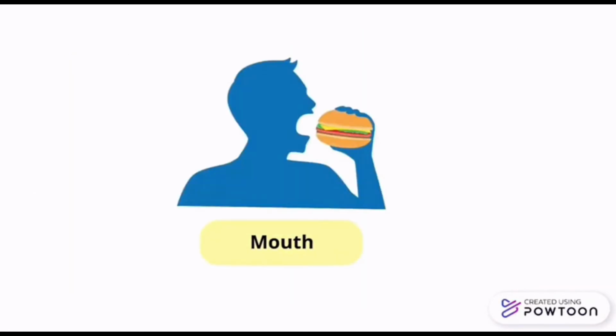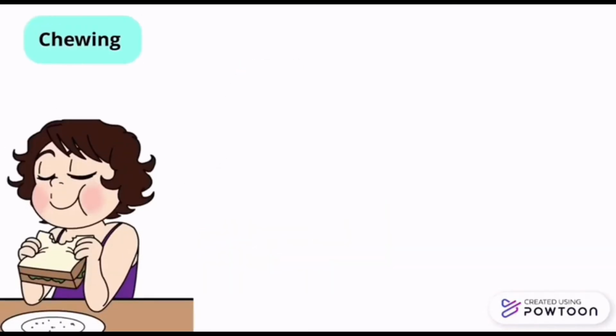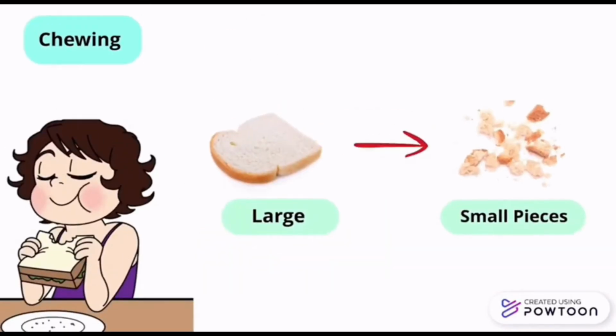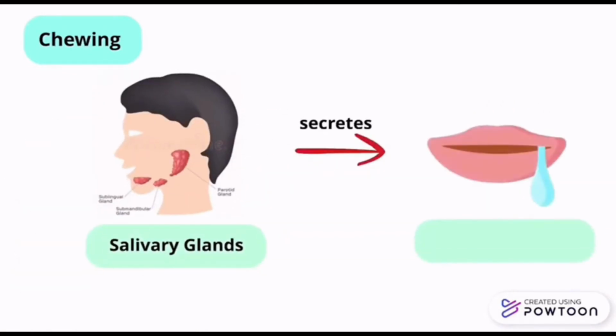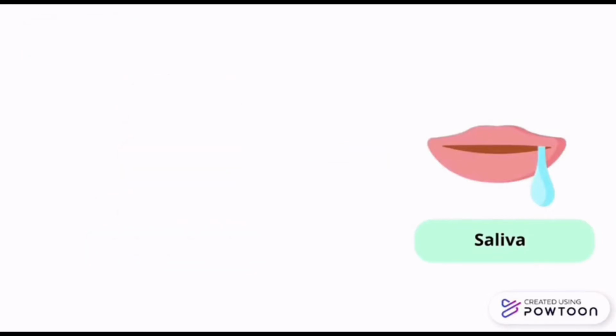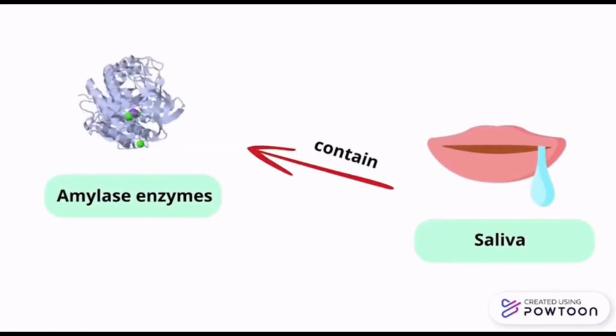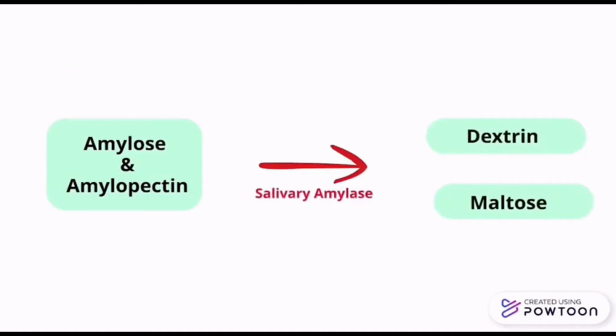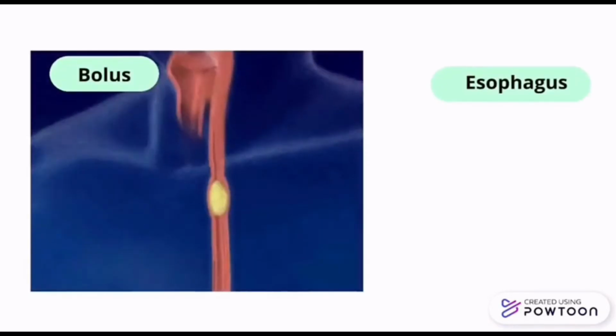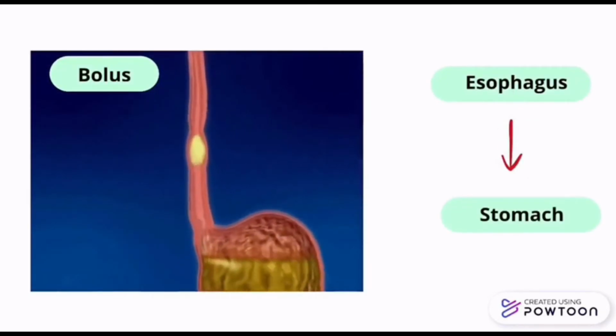The mechanical and chemical digestion of carbohydrate begins in the mouth. The chewing process will tear the food into small pieces. During the chewing action, salivary glands secrete saliva, which contains salivary amylase enzymes. These salivary amylase enzymes break down the amylose and amylopectin into smaller chains of carbohydrate called dextrin and maltose. The partially digested food is called bolus.